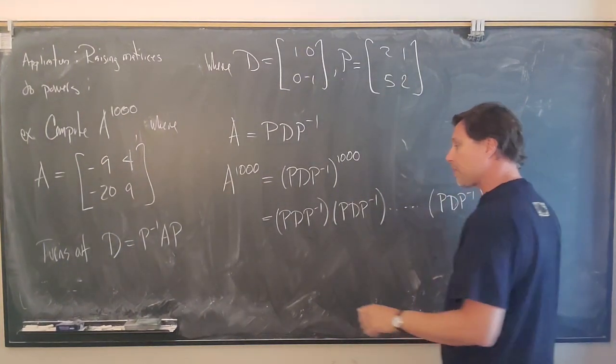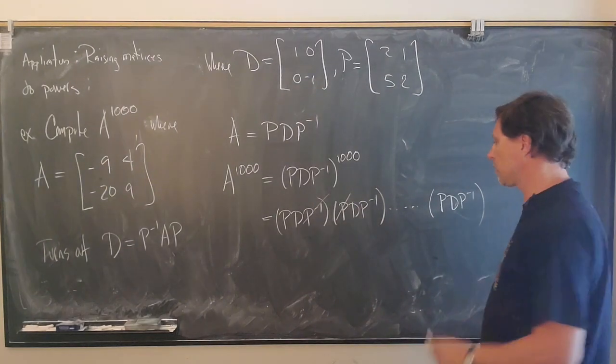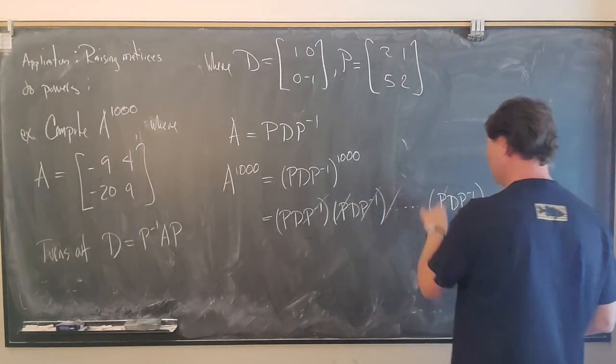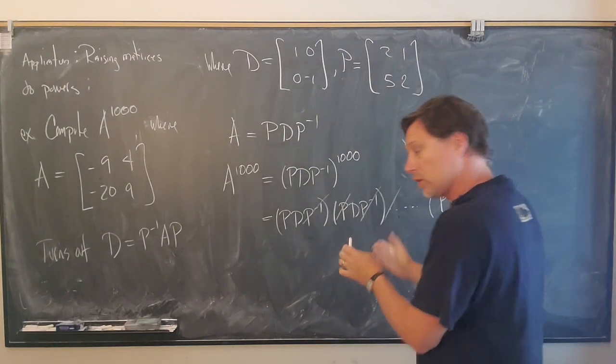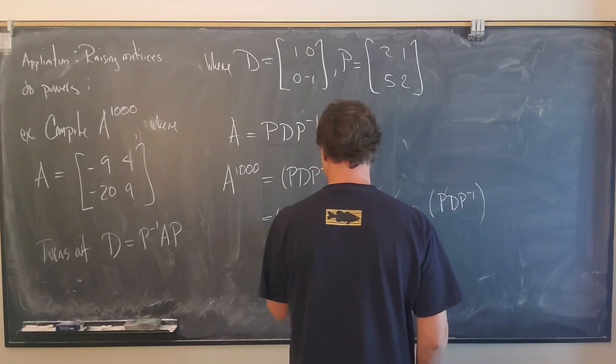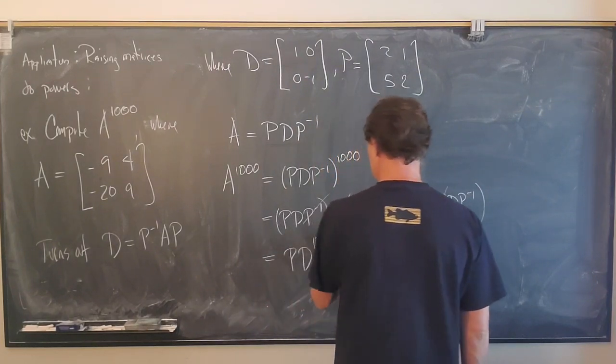And notice what happens inside. The P inverse cancels with the P. Right next to here, there will be a P, so all the P's in the middle cancel. The D's are left together, so this is equal to P D to the 1000 times P inverse.